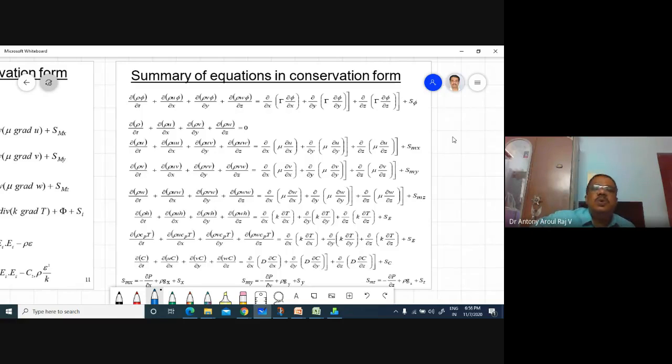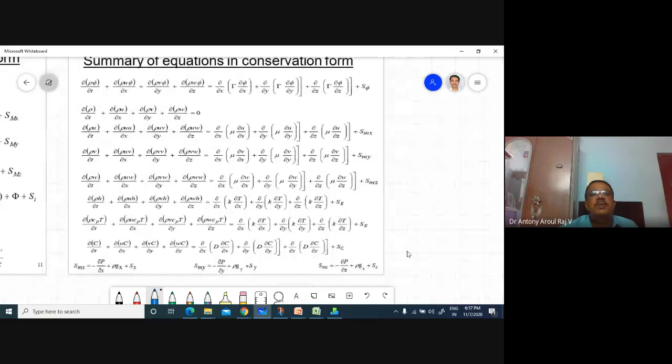Here are all the equations that are present in CFD. These are the only equations that will be present in CFD. There may be some reaction flow and other things, but those are extra equations. Basically, most of the time we will be using these equations only. Hope this is visible for everyone.